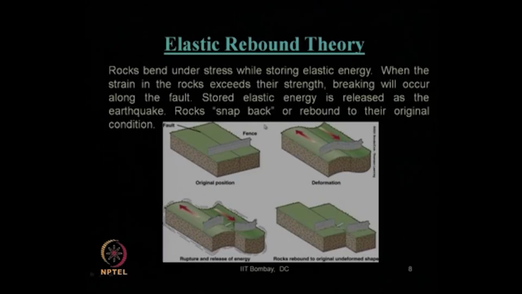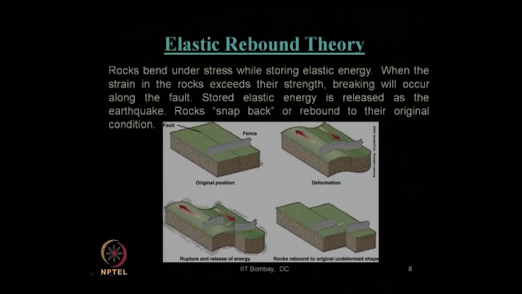That is the terminology we typically use, that when rocks break, we call it snap back or rebound to their original condition. That is, if we see this as the initial condition or original condition of two rock blocks, basically it is one rock block initially, with a weaker plane or weaker portion within that rock which we have identified as a fault, let us say like this, and the structure constructed on that rock block is shown through this, say, this fence which is constructed on the ground surface.